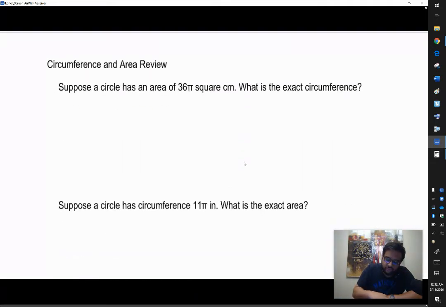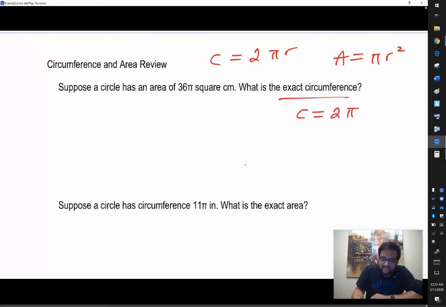First, a review. We've seen two formulas when it comes to circles before. Those formulas are circumference and area. Suppose a circle has an area of 36 pi square centimeters. What is the exact circumference? Exact circumference means we're going to be leaving pi in our answer. That's what exact means. Don't use any kind of strange exotic decimal approximations. Just use pi.